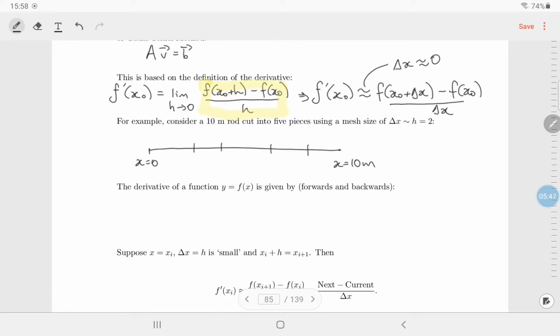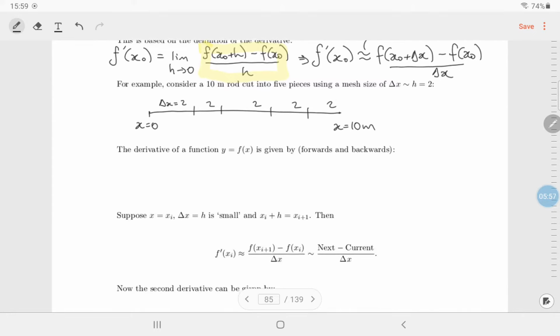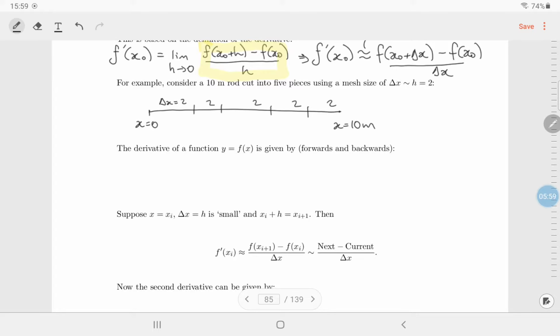So this is a mesh. The delta x in each case is equal to 2. This is kind of what we've written here. And now let's go with f as some value of the function.